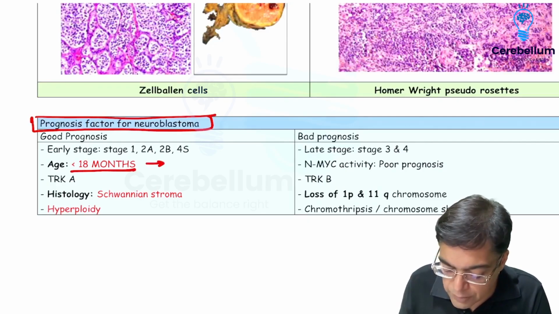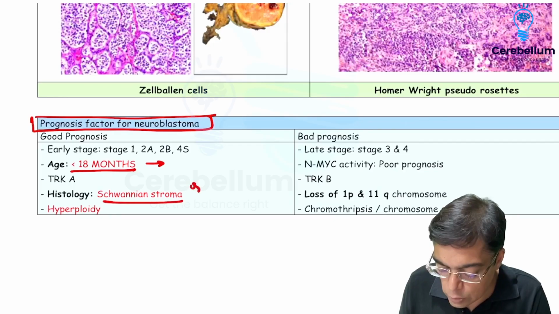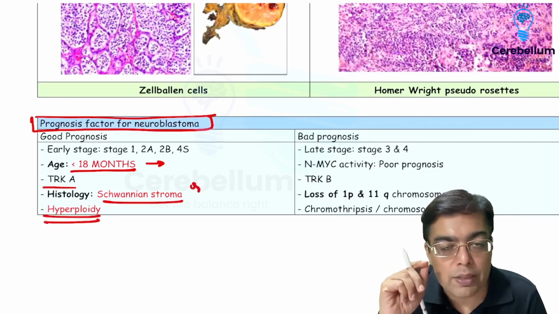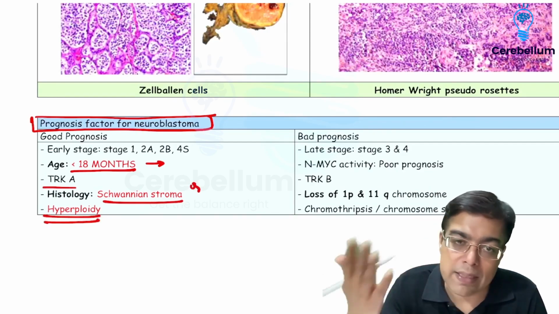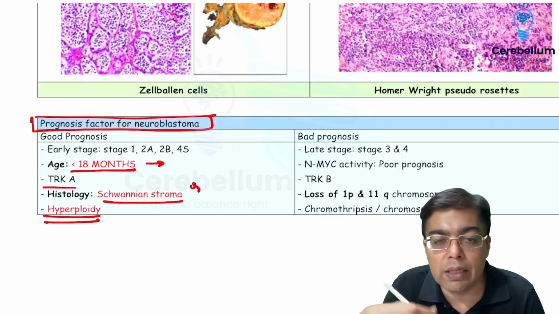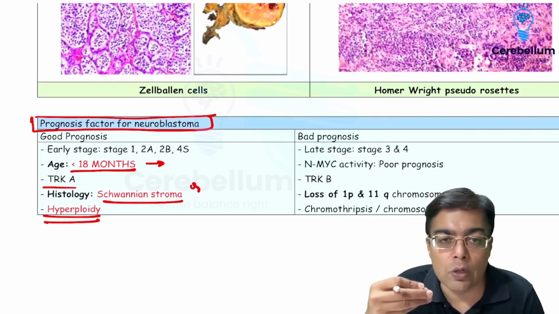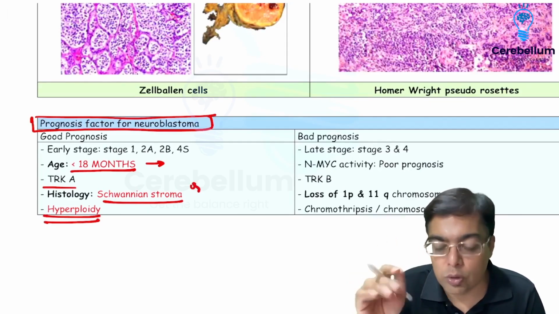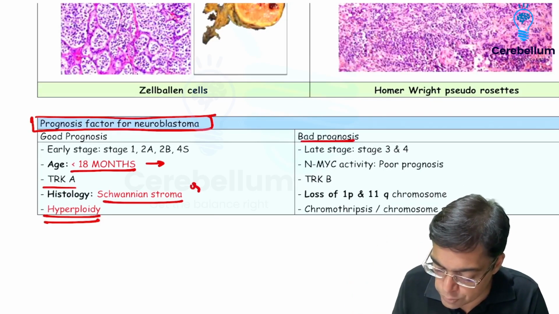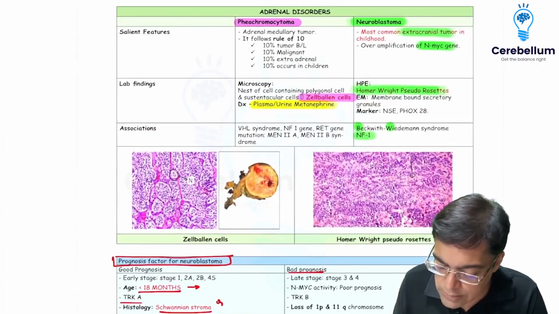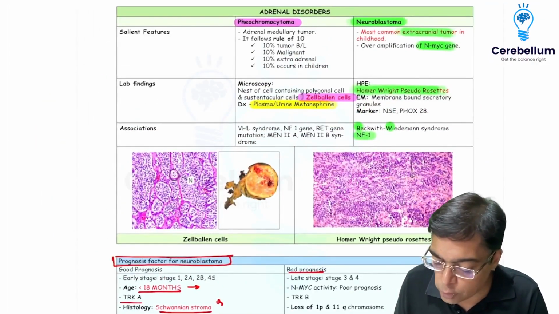If you're going to be having the presence of a Schwannian stroma histology, or the presence of hyperploidy, or TRK1A, that's going to be associated with good prognosis. Late stage of the disease, N-MYC overactivity, highly aggressive tumor, TRKB expression, loss of chromosome 1 or chromosome 11 troubles, that's all going to be associated with poor prognosis of the patient. So that's what you need to remember so far as the concept of the pheochromocytoma and the neuroblastoma is concerned.